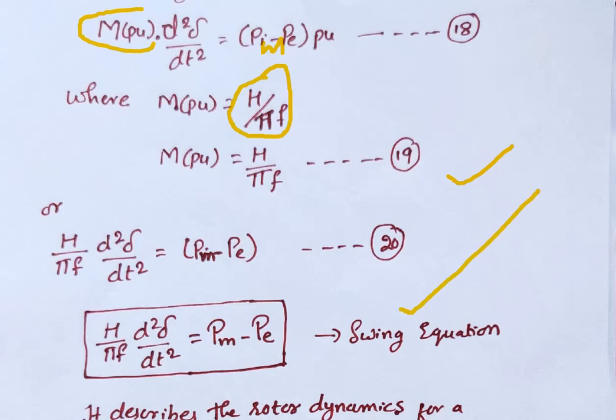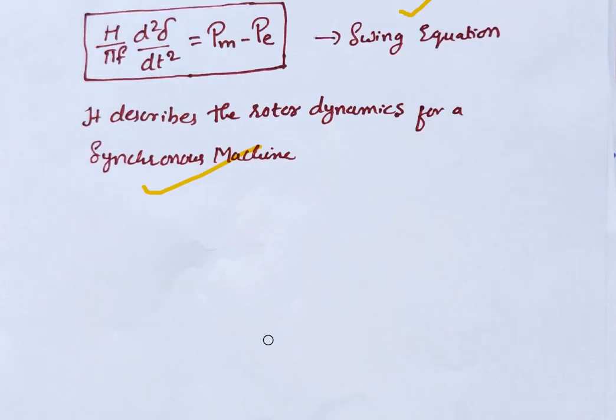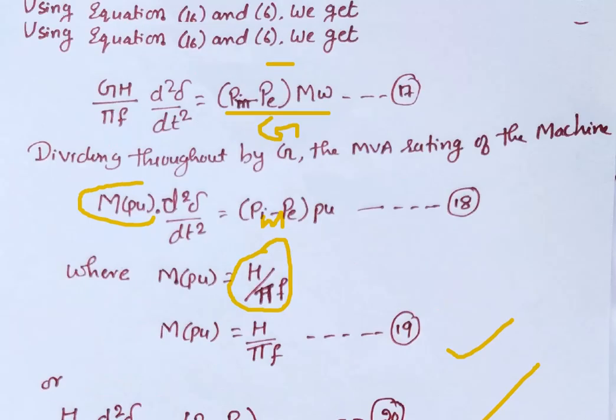The swing equation describes the rotor dynamics of a synchronous machine. It is also used in the analysis of transient stability, and it is a second order equation. So thank you. In the next class, based on this, we will solve simple problems. Please feel free to ask your doubts. Thank you once again.